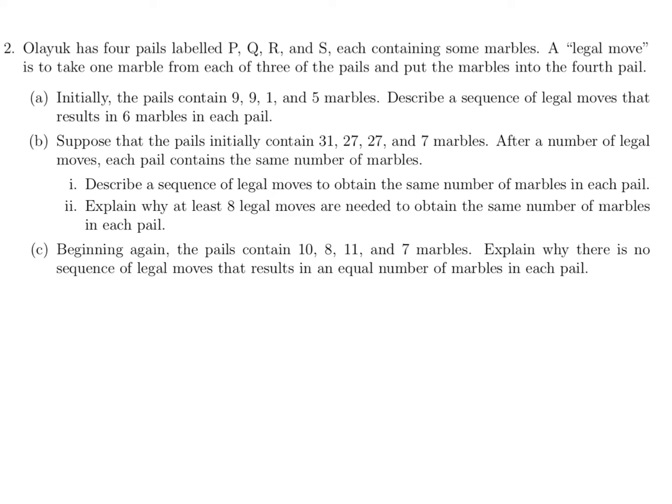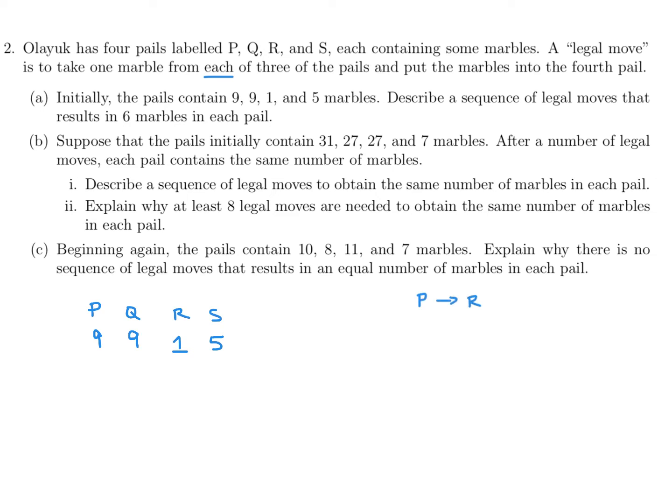All right. So here we go. So P, Q, R, S. And initially, it's 9, 9, 1, 5. Now, we've got to read this very carefully, because initially I misunderstood. I thought you were just taking 1 marble from 1 pail and putting it into another. And that's actually not true. You're taking 1 marble from each of the 3 pails. And so, for example, you would take 1 marble from P and put it in R.